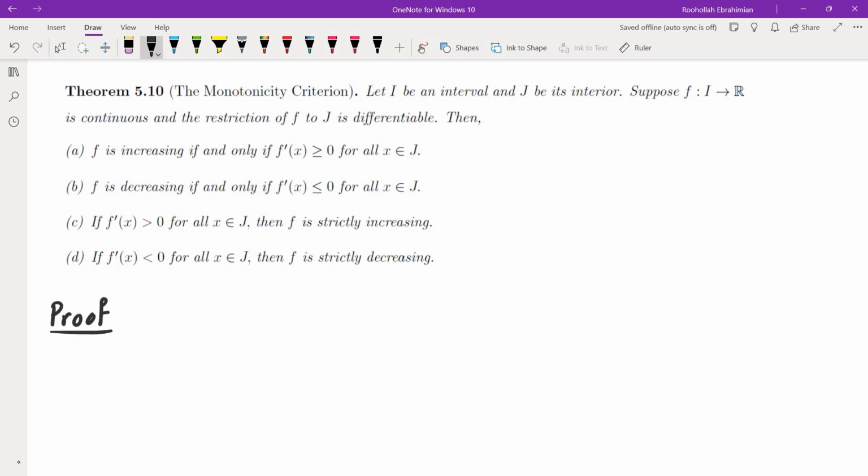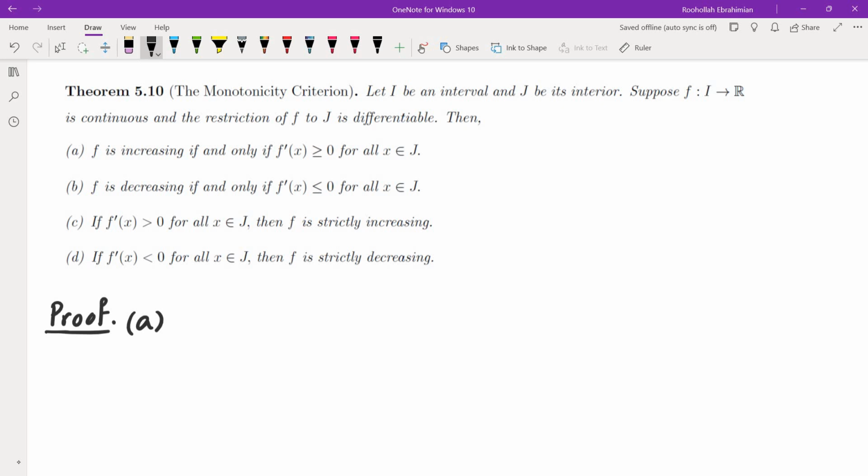Okay, so the next application of the mean value theorem is what we call the monotonicity criterion. So what is the monotonicity criterion? Another fact that you used in single variable calculus. It says if your derivative is positive, then your function would be strictly increasing. If your derivative is non-negative, then your function is increasing. And similar for decreasing and strictly decreasing.